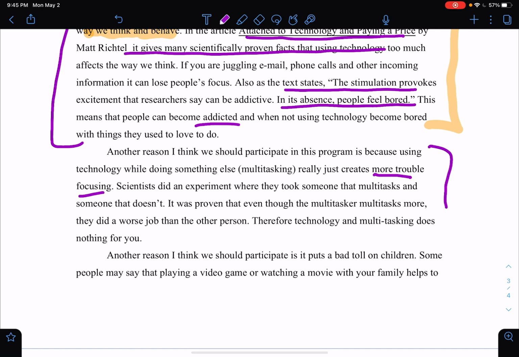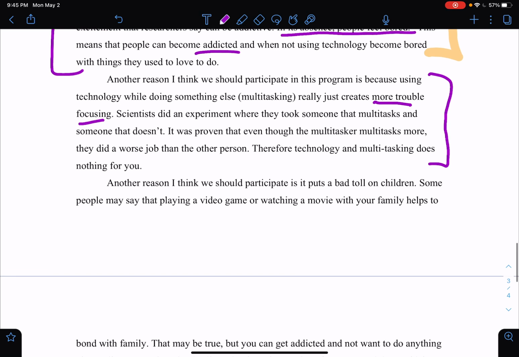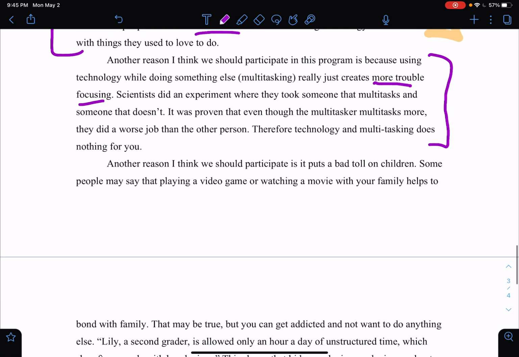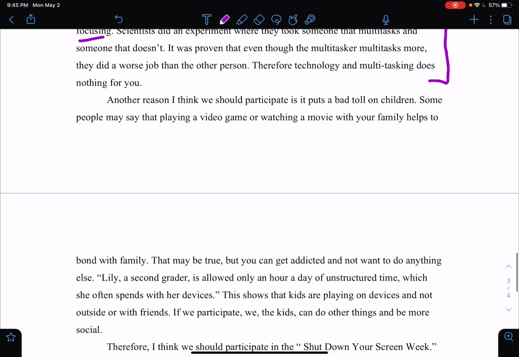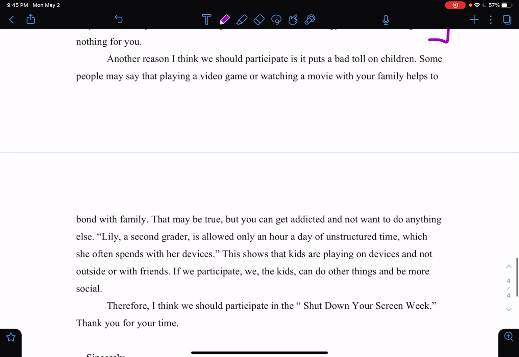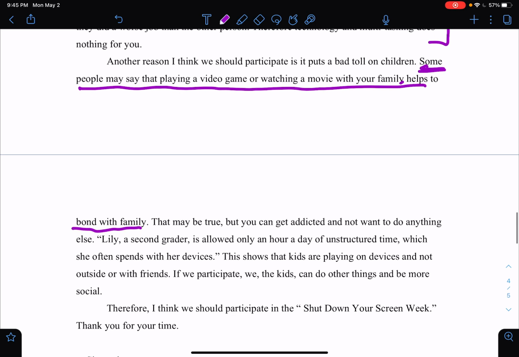The issue I have here is that there is no evidence to support this reason. Another reason I think we should participate in it is it puts a bad toll on children. Some people may say that playing a video game or watching a movie with your family helps bond with family. So here they have their counter argument. Some people may say that, wait, technology can actually be good because it helps the family come together. And then they have a rebuttal.